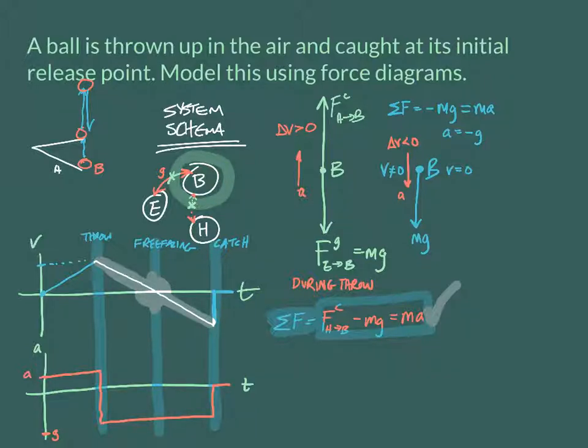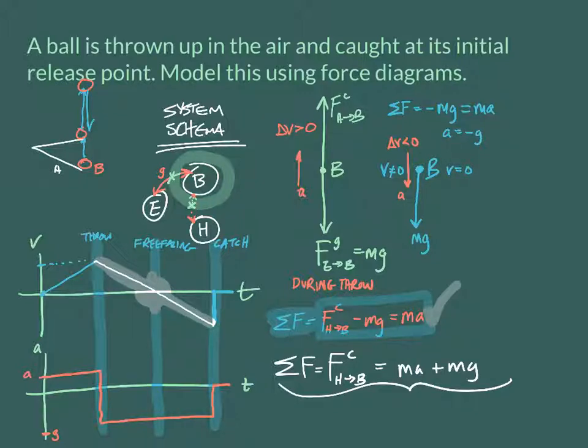Now, what we can do, we can simplify this a little bit. And so the force of contact of the hand on the ball, which is also the sum of forces, is going to be ma plus mg, or what we can say here is that the sum of forces equals mass times acceleration due to some causal interaction like a hand, plus the acceleration due to gravity.